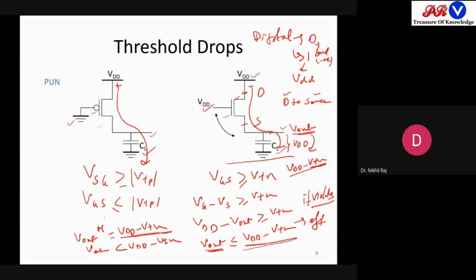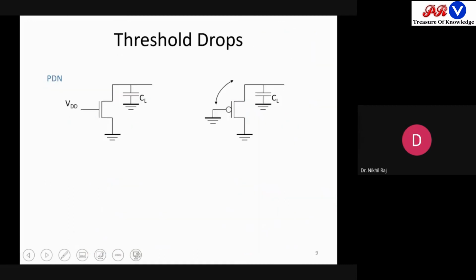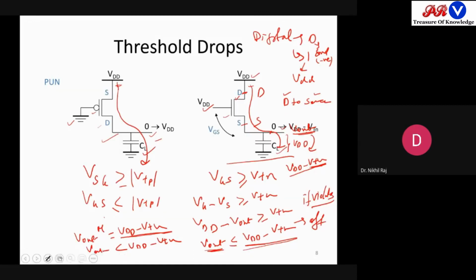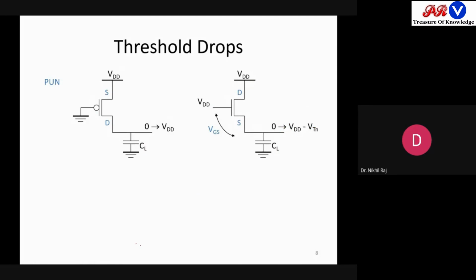But this is not the case with the PMOS architecture. That's why in the pull-up network we go for only the PMOS architecture. Pull-up network means whatever is there at the output, you pull up to a certain value, and that value is nothing but the supply. So that's why in the pull-up network we go for the PMOS architecture. Fine.